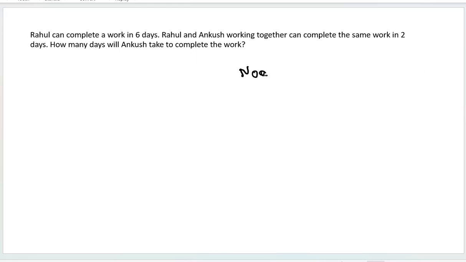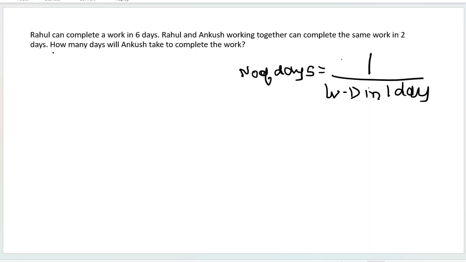So, the number of days will be, again total work, but total work we write it as 1 upon work done in 1 day. Now if you remember, it is asked how many days Ankush. So this number of days is only for Ankush. Therefore, work done in 1 day will also be of Ankush.